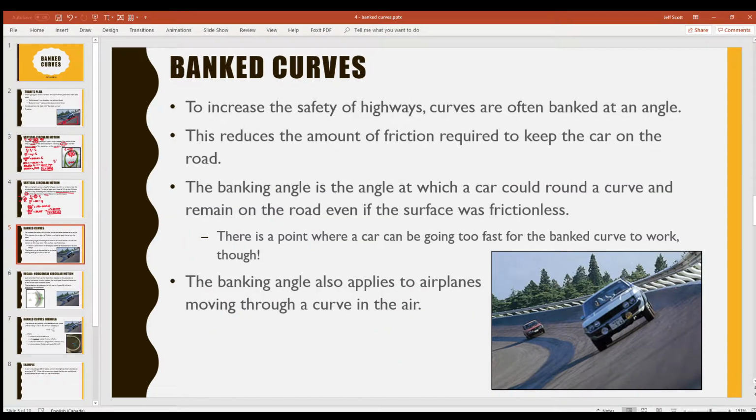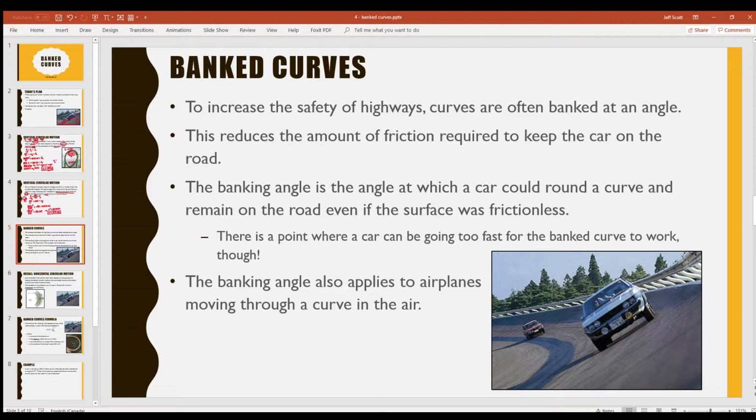Okay, so for new information today, we're going to talk about banked curves. Just pause the video right now so you can write this down. Okay, so to increase the safety of highways, curves are often banked at an angle. If you're ever driving down the highway and you get to a really long, sharp kind of turn, you might notice that the road has actually been designed so it's not totally flat with the ground. They have it slightly angled.